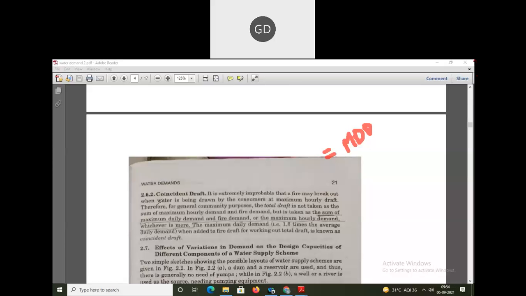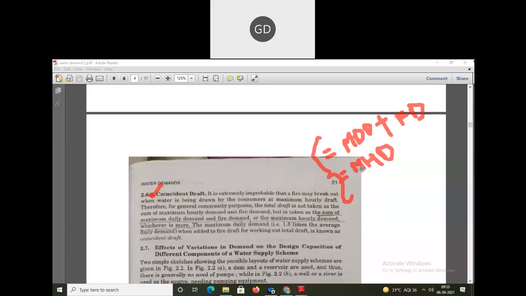This coincidental draft is the maximum daily demand plus the fire demand. We have learned about fire demand, so I am writing it as FD. So MDD plus FD, or it is the maximum hourly demand. Whichever of these two you calculate, whichever value you get is more.